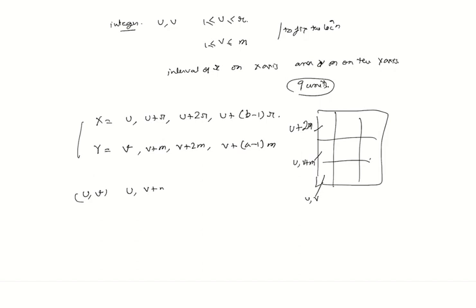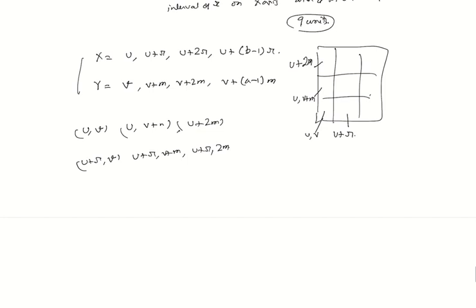So u, v, then u, v plus m, and the third one is going to be u, v plus 2m. What is the next going to be? This is going to be u plus r. So the first one is going to be u plus r and v, and the next is going to be u plus r, v plus m, and then u plus r, v plus 2m. And this way we will get a total of A times B equal to n units. This is how we will calculate the systematic sample in 2 dimensions.